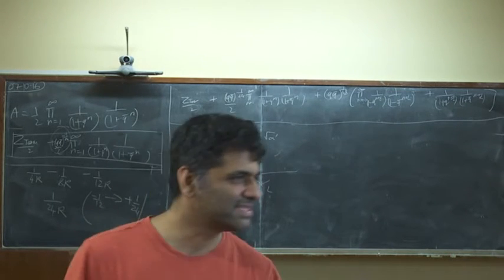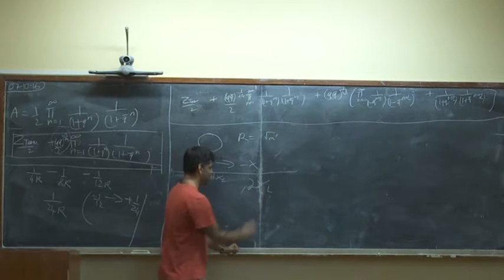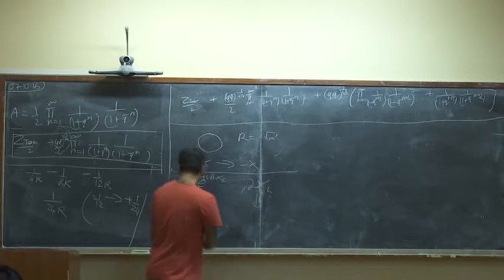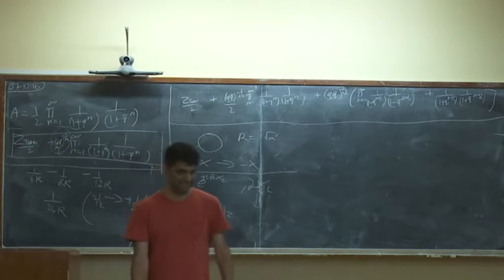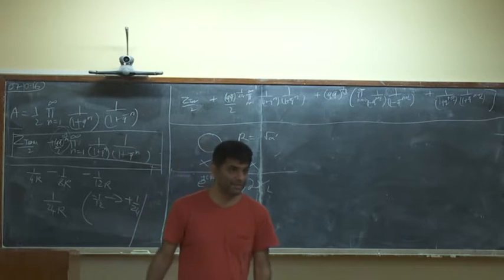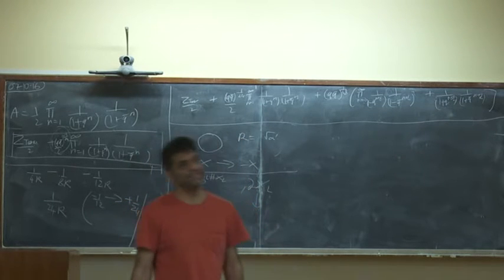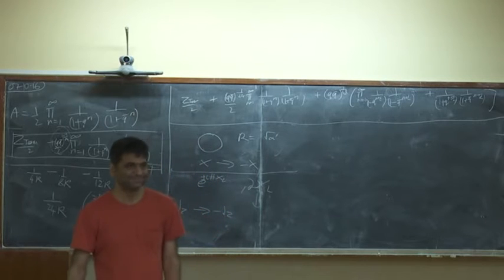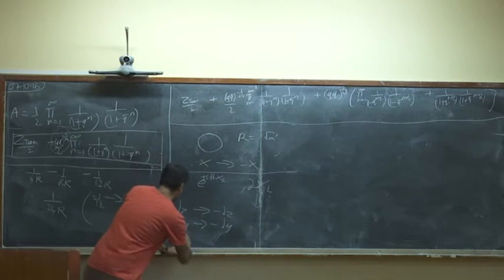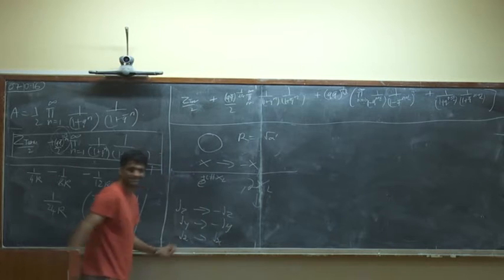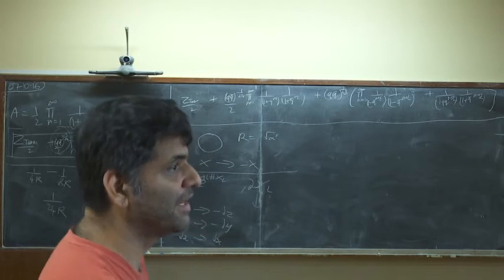X goes to minus X, so it's equally a left mover as a right mover. There's no issue with left and right. So under X goes to minus X, what happens? This goes to minus itself, so J_z goes to minus J_z. What about plus minus? Plus minus are being flipped. But plus minus was J_x plus iJ_y and J_x minus iJ_y. Being flipped just means that J_y is flipping. So J_y goes to minus J_y, and J_x goes to J_x.